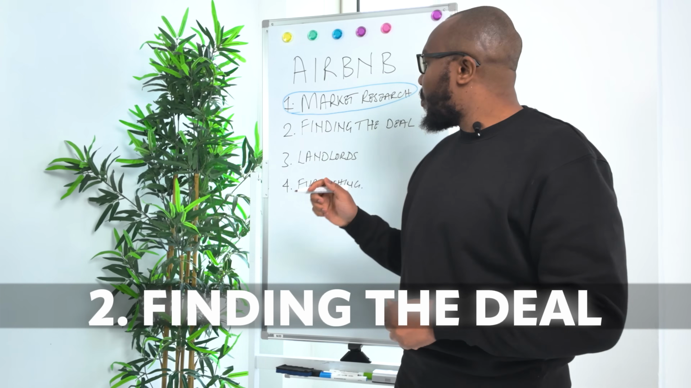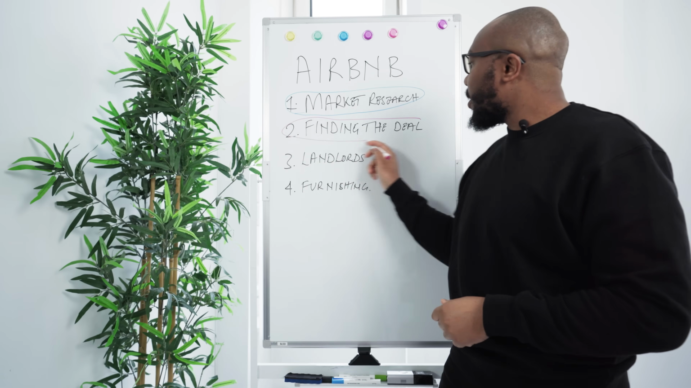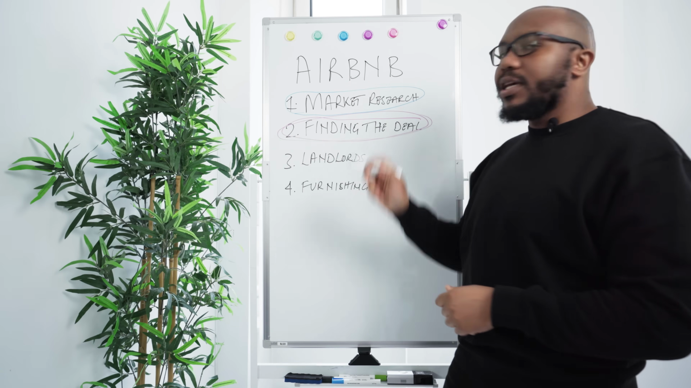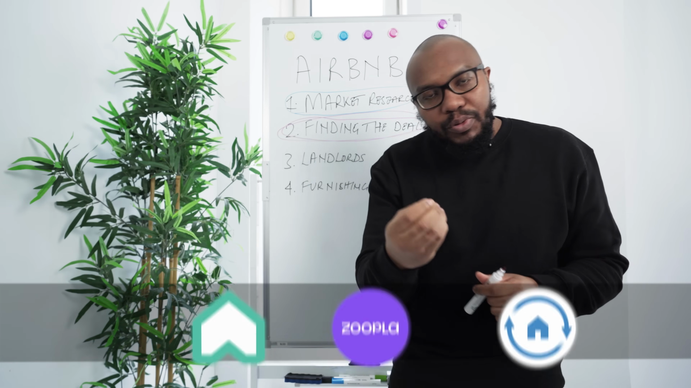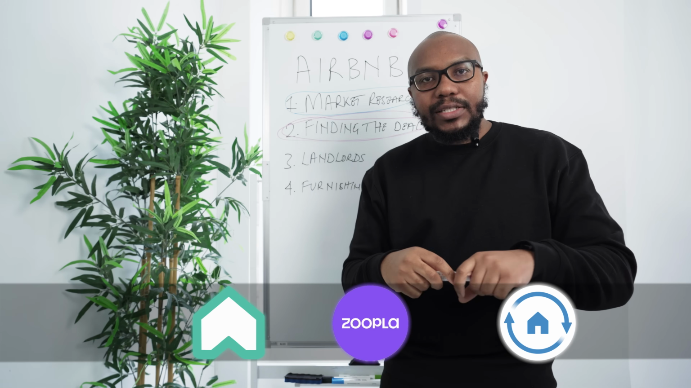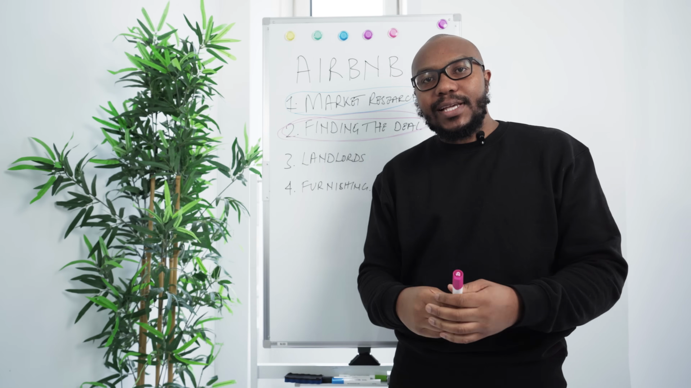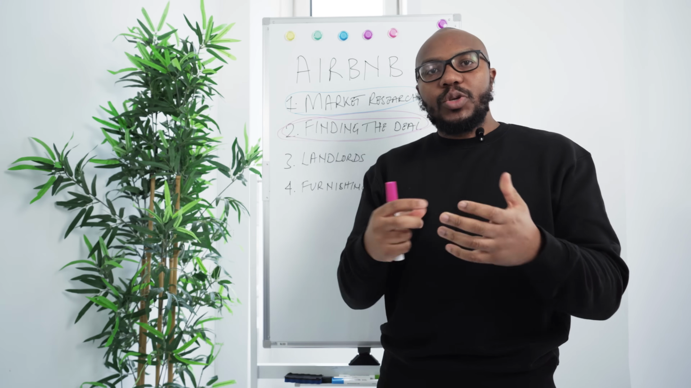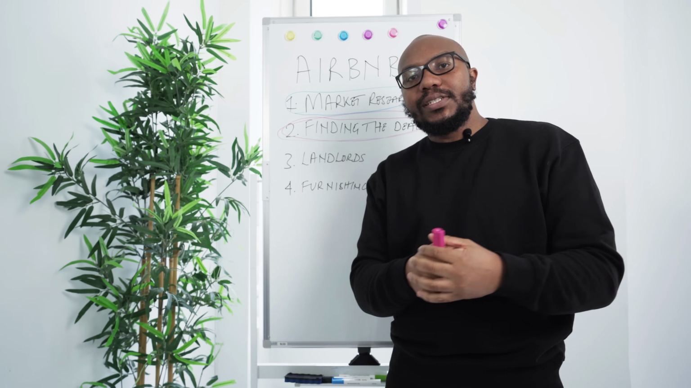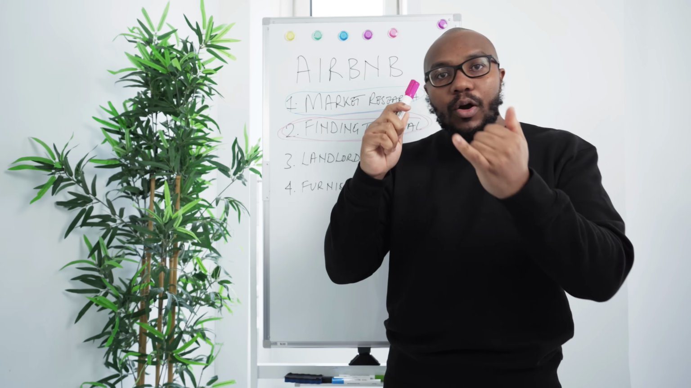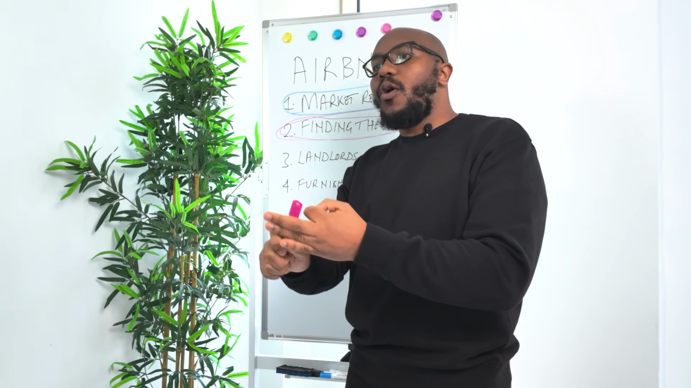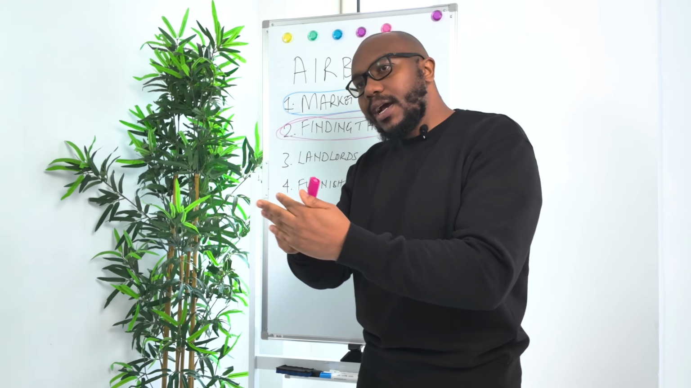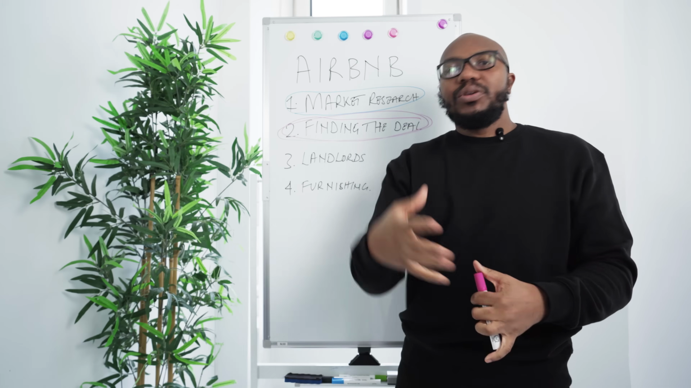So finding the property. Where can you go to find the property? There's websites like Zoopla, Rightmove, OpenRent. These websites can give you insights into what types of properties there are in that particular area. So you can actually find property deals in that particular area on Zoopla, Rightmove, OpenRent, Facebook Marketplace, Gumtree, all those websites you can find deals.